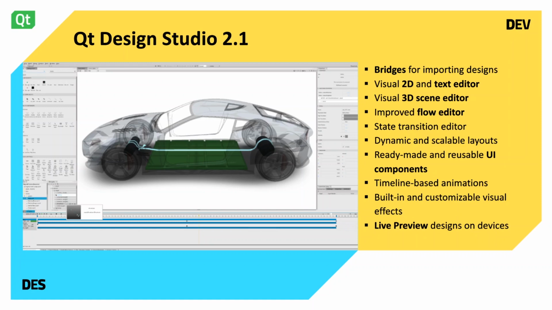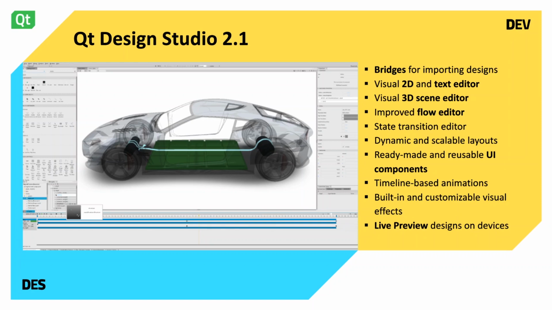Last year, we added a flow editor and a state transition editor. The flow editor allows you to define so-called flows between screens, and the state transition editor allows you to animate transitions between states in single screens.